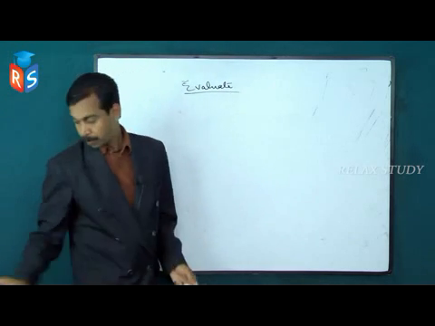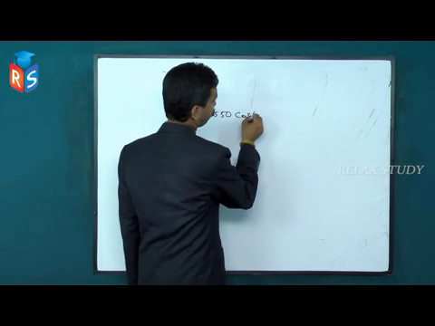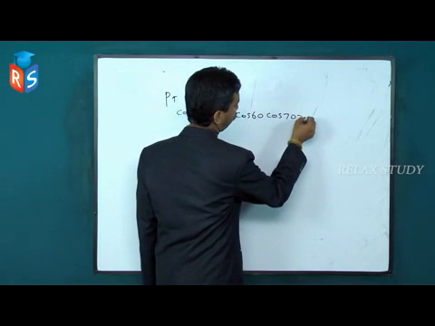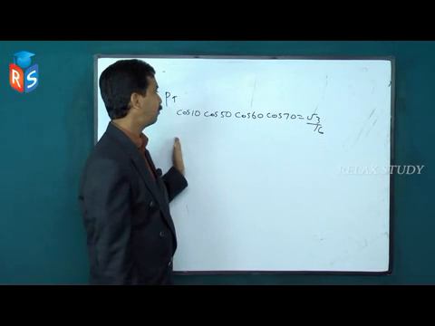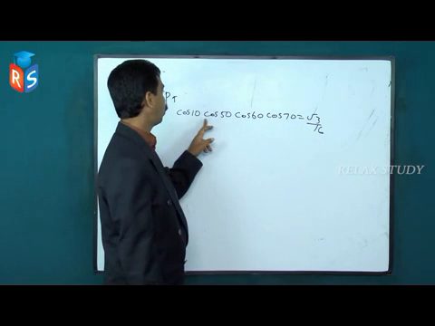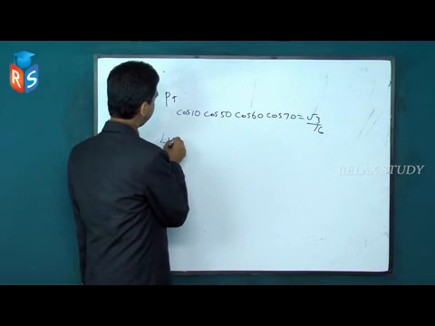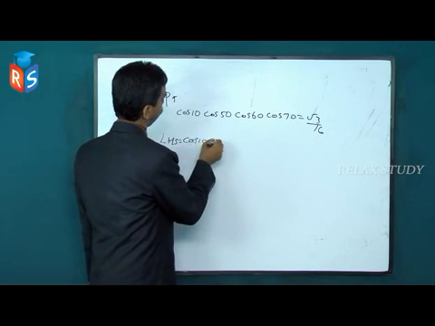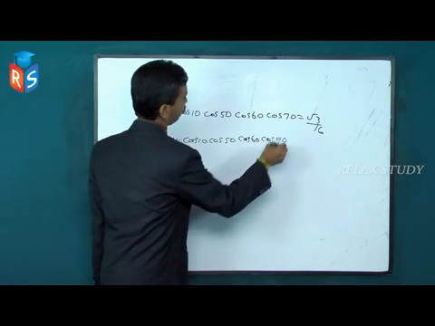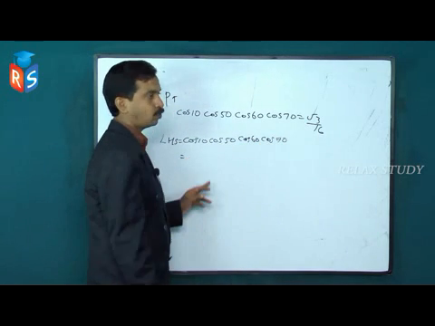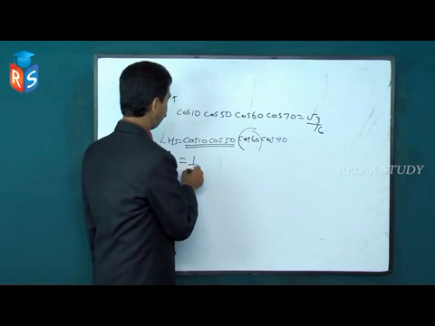Next one, prove that cos 10 cos 50 cos 60 cos 70 equals root 3 by 16. Here also we want to apply the correct identity we have studied. Prove that cos 10 cos 50 cos 60 cos 70 equals root 3 by 16. Here the LHS, cos 10 cos 50 cos 60 cos 70. Here we have to apply the identity we have studied. We know the value of cos 60. Cos 60 equals 1 by 2.